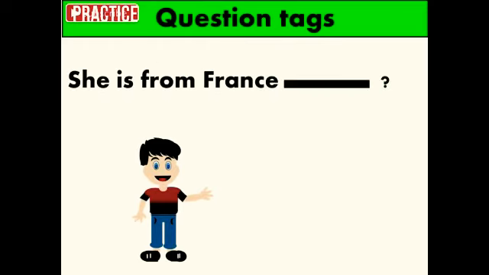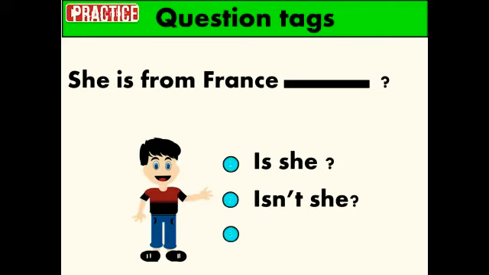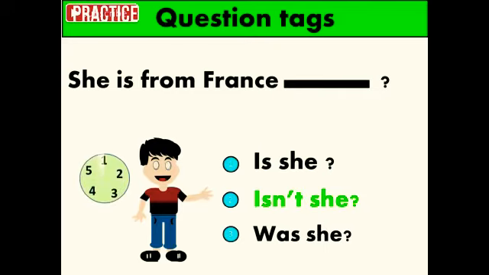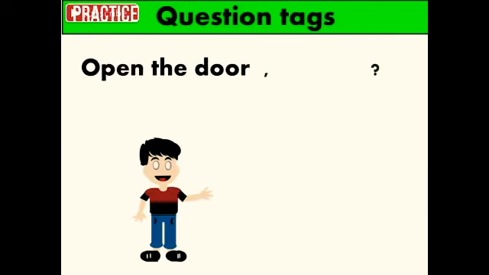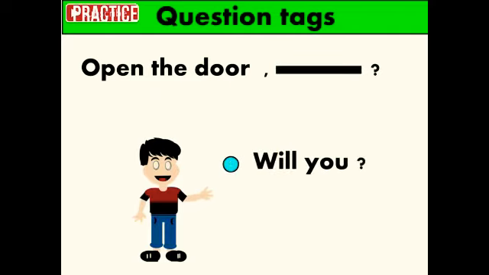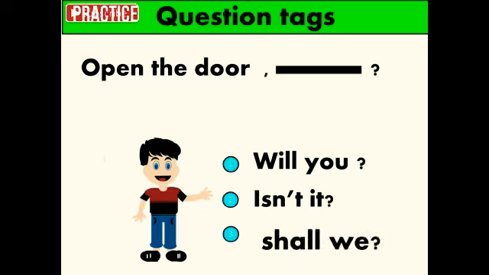Next is, she is from France. Is she? Isn't she? Was she? The auxiliary verb is, and the subject she. Isn't she is the correct option. Open the door. Will you? Isn't it? Shall we? So, will you is the correct option.